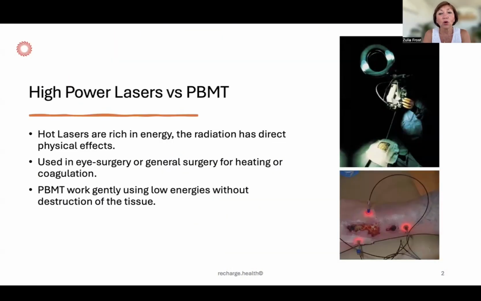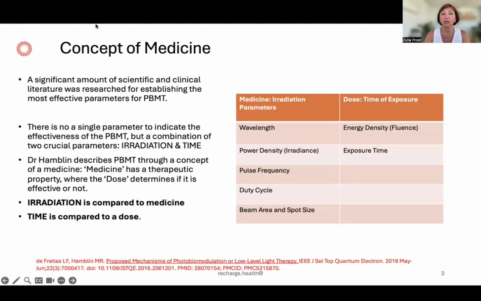So these hard or hot lasers, they're also called thermal lasers, are used primarily in surgical settings in the hospitals. But there is also a photobiomodulation therapy, and you can see these lasers used to heal the diabetic ulcers and venous ulcers, yes? So photobiomodulation uses low energies and has a photostimulating effect. It does not hit and destruct the tissue. So this is the biggest difference.